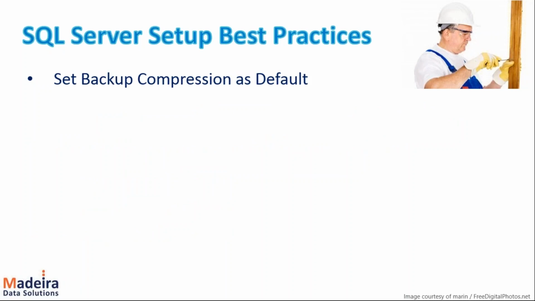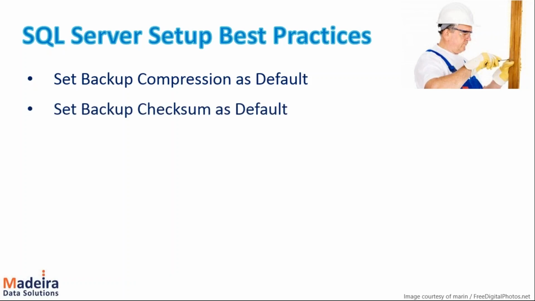Set backup compression as the default. This is not the default when you install SQL Server, and I don't see any reason not to use backup compression. It has some CPU overhead, but it's really not significant compared to the I/O and the space savings that you can get using backup compression. In my opinion, you should always use backup compression. So just change it as the default at the instance level.